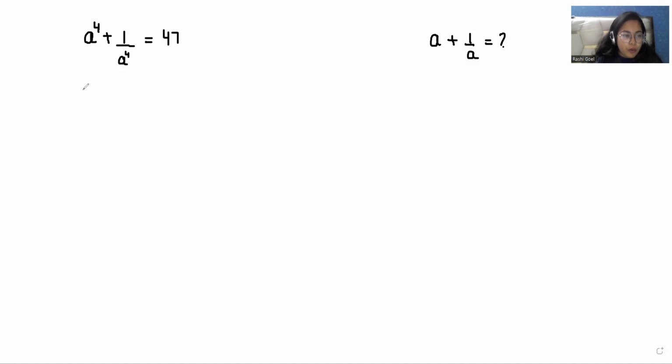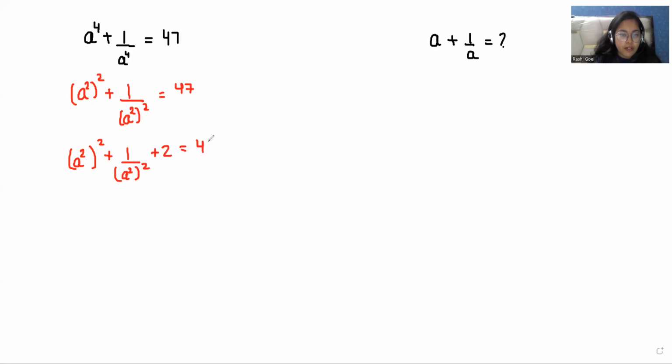So a^4 I can write as (a^2)^2. Similarly 1/a^4 is (1/a^2)^2, which is equal to 47. So if I add 2 to both sides, it looks like this: (a^2)^2 + (1/a^2)^2 + 2 = 47 + 2.